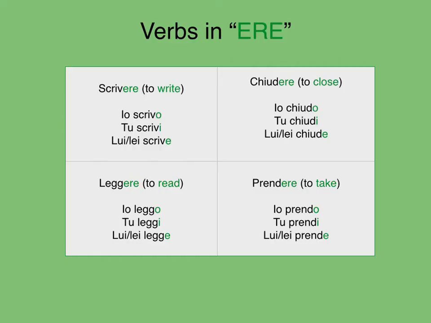Now, let's have a look at different verbs in re. Scrivere, io scrivo, tu scrivi, lui, lei scrive. Chiudere, io chiudo, tu chiudi, lui, lei chiude. Leggere, io leggo, tu leggi, lui, lei legge. Prendere, io prendo, tu prendi, lui, lei prende.